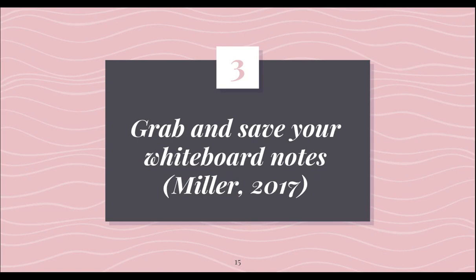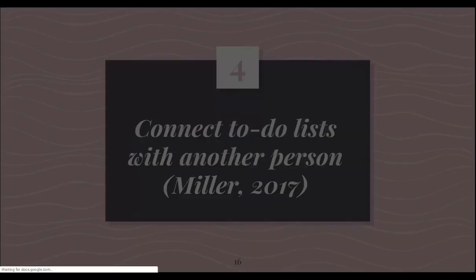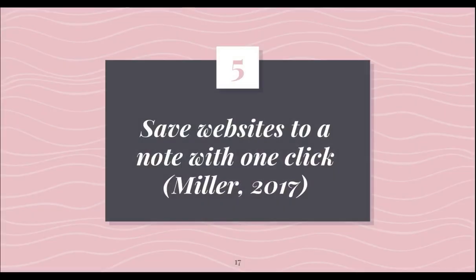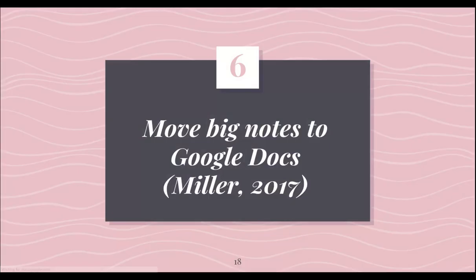If you've put a bunch of notes on the whiteboard, you can snap a photo and add it to your Google Keep. You can connect to-do lists with other people. You can save websites to a note with one click. So if you have the Google Keep extension in your Chrome web browser, you can just click on that extension and it will save those websites.